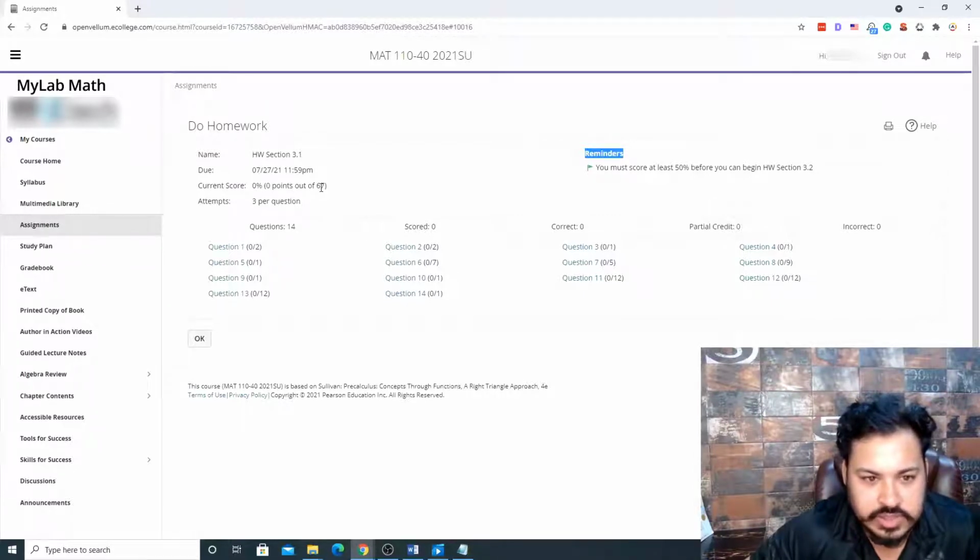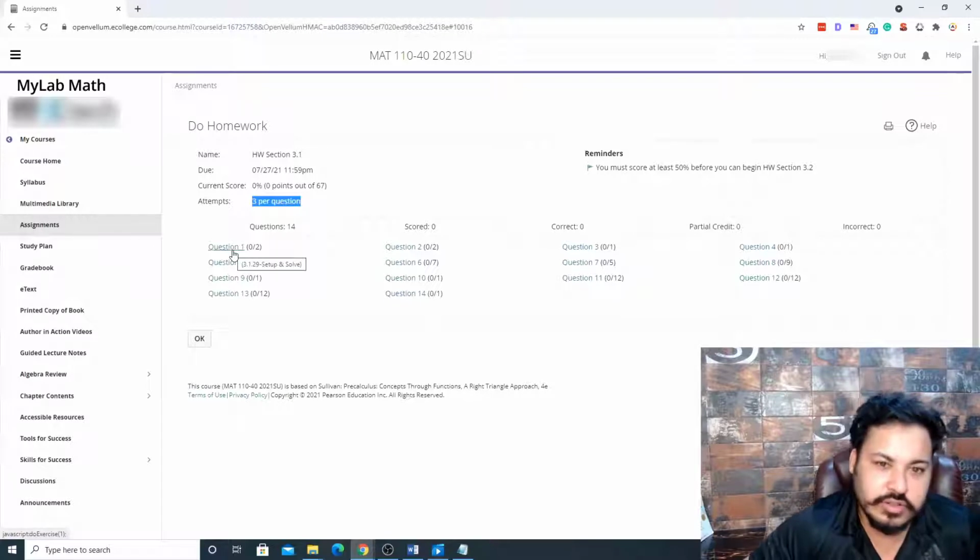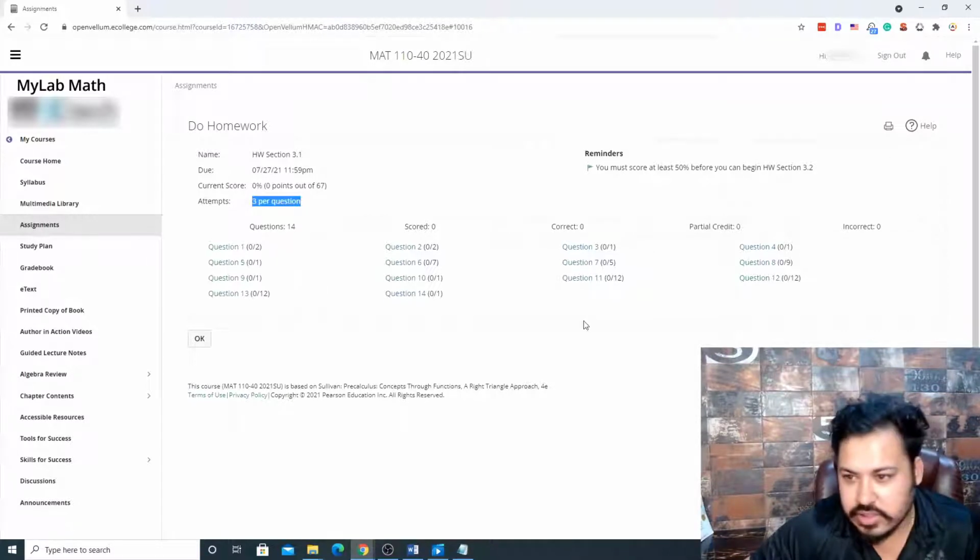Total points possible is 67. There are 3 attempts per question. That means I can get them wrong 2 times, but the third time if I get it wrong, I don't get any score for that. But if I get it wrong the first time and I get it right the second time, I still get the score. What else can I see from here?